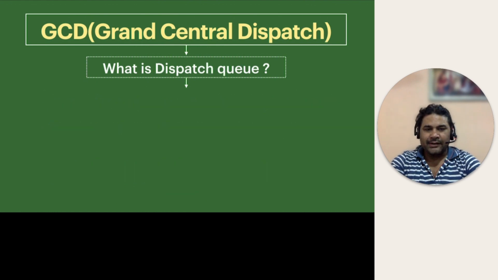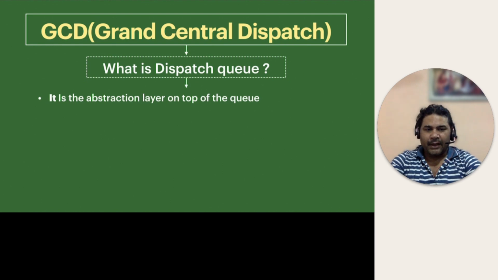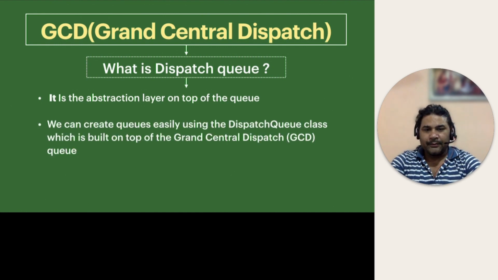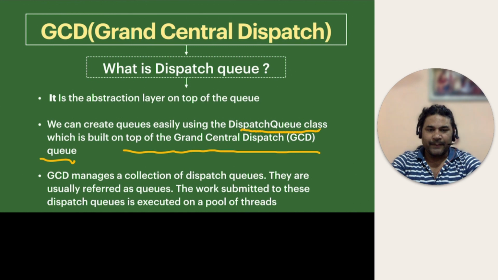So next, what is a dispatch queue? It is an abstraction layer on top of the queue. In concurrency, the dispatch queue is also simply called a queue. It is the abstraction layer on top of the queue, so when we talk about a queue, you can consider that we are talking about a dispatch queue. We can create a queue easily using the DispatchQueue class, which is built on top of Grand Central Dispatch. GCD manages a collection of dispatch queues, which are usually referred to as queues.